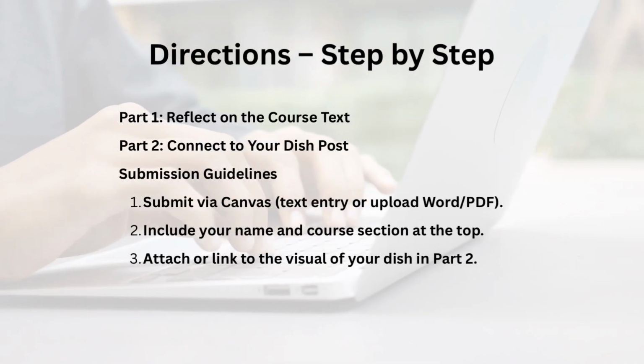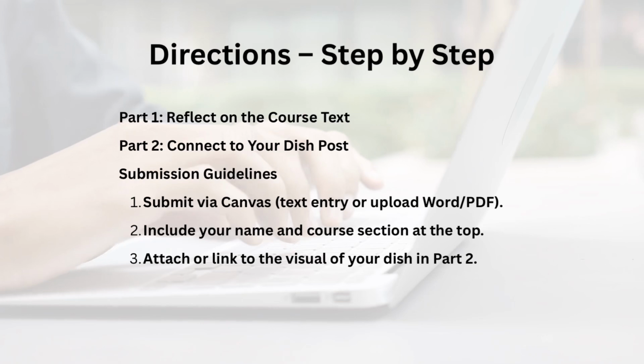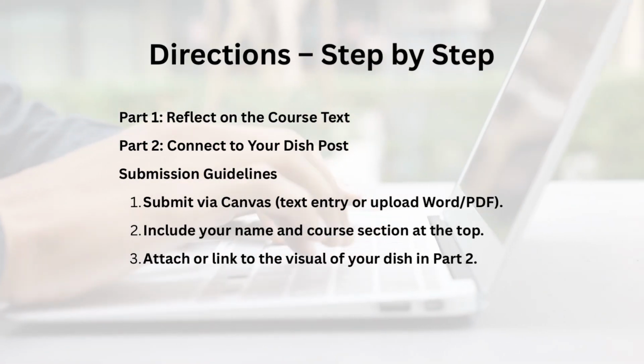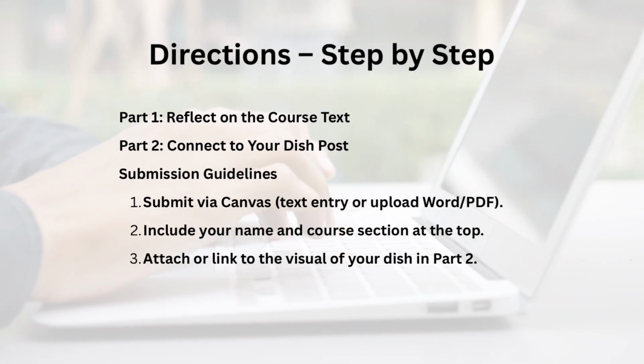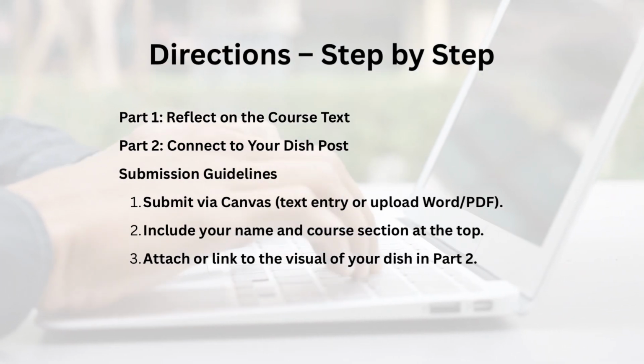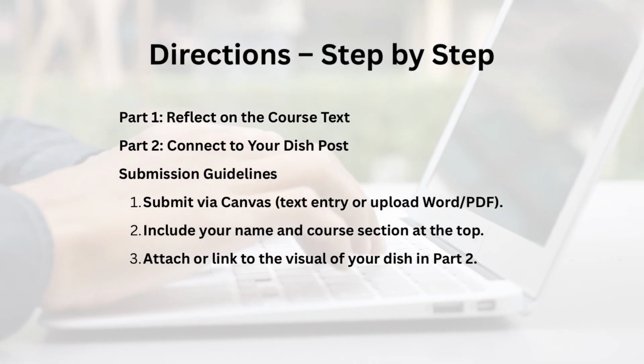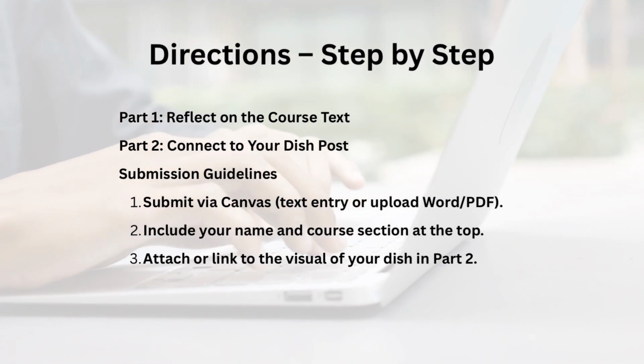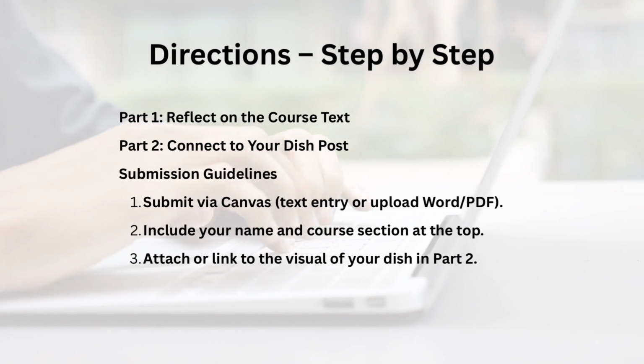Here are the directions step by step. Part 1, you'll reflect on the course text. Stick with the text you used in your text exploration worksheet. Ask yourself, what central message about food, place, or sustainability does the author convey? How does the author use ethos, pathos, logos, or tone to deliver the message?